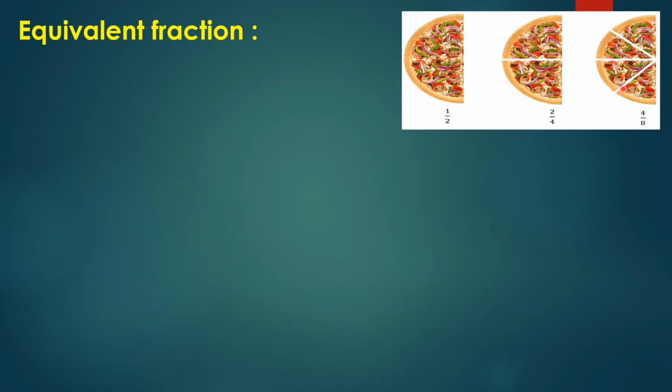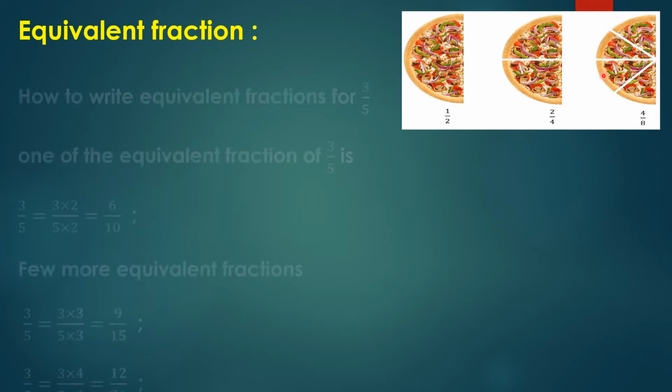So when we are considering only the half portion, it is denoted by 2 by 4. And next, the same half of the pizza is divided into 4 equal parts. That means the whole pizza is divided into 8 parts. Therefore, when we are considering half of it, it is denoted by 4 by 8. So by this what can we conclude? 1 by 2 is equivalent to 2 by 4, which is equivalent to 4 by 8, because everywhere it is half of the pizza. So this is about equivalent fractions.